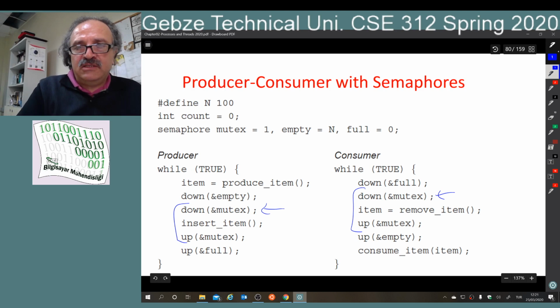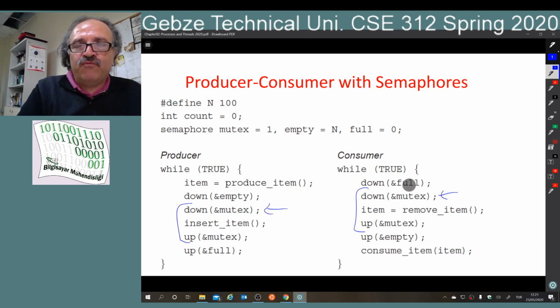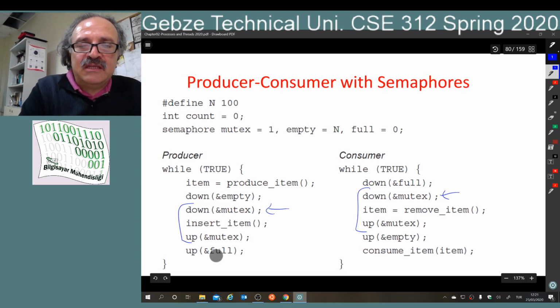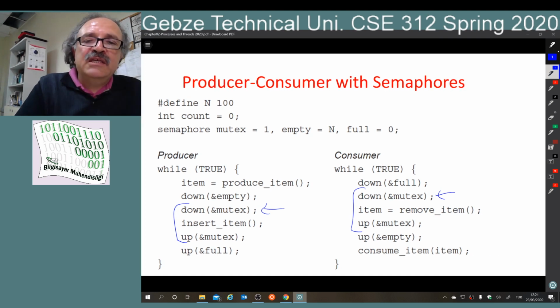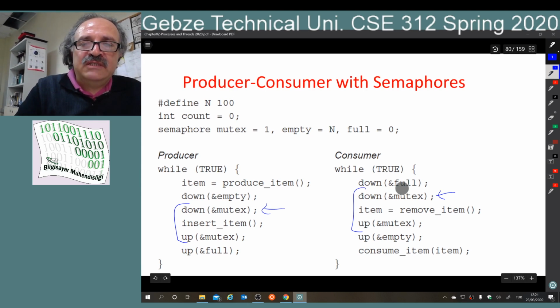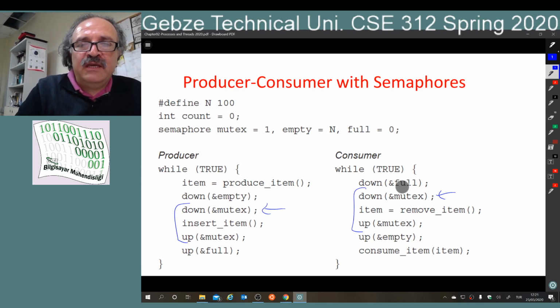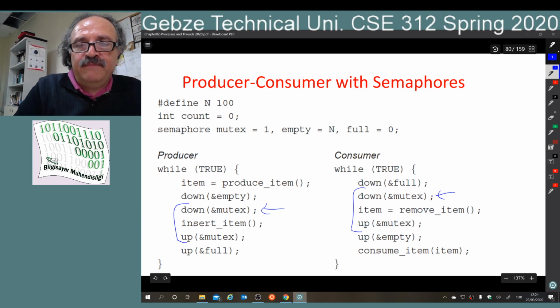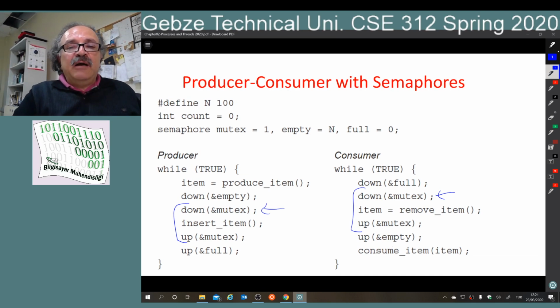So I incremented full. Why am I doing this? Because the consumer's down is decrementing full, which is 0 at the beginning. So at the beginning, the consumer will be blocked and go to sleep, until somebody produces something and increments full. The consumer will not enter this region before somebody makes full at least one. After that, it needs the critical region mutex, then removes the item, and ups the mutex. Then it will up empty.